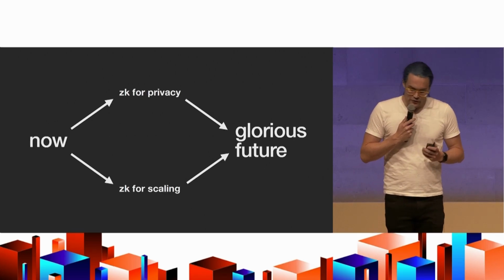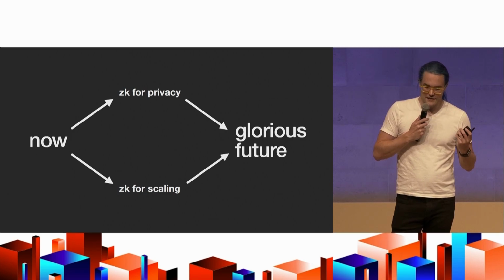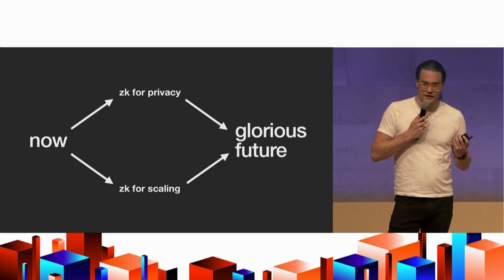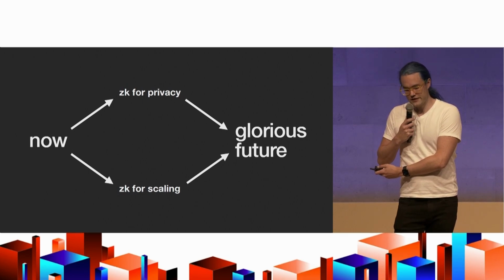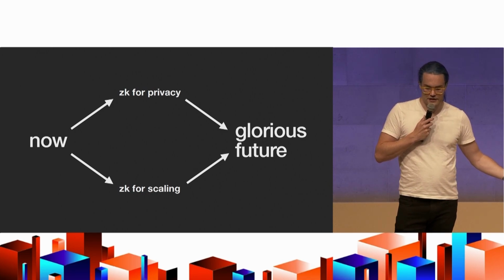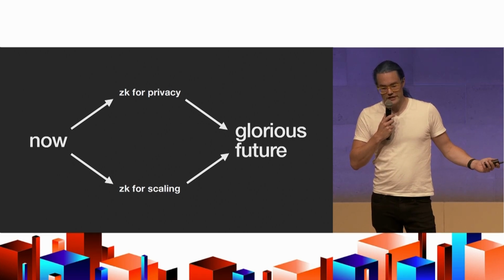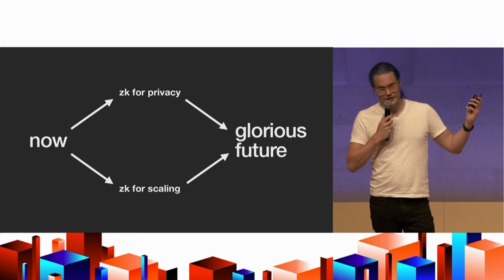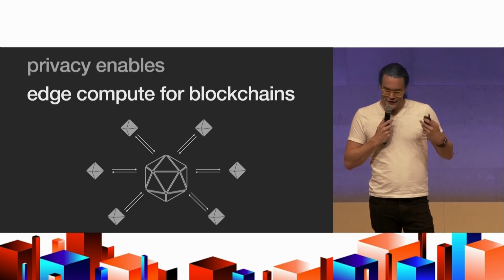And so this, I think, is what gives me this sense that right now there's this split in the ecosystem where there's a bunch of efforts that are working on ZK for scaling. There's another collection of efforts, Penumbra included, that are working on ZK for privacy. But I think we're actually going to see a convergent evolution of these things into some sort of glorious future. This is the shill portion of the talk. And the perspective there is that what privacy enables is a kind of edge compute for blockchains.